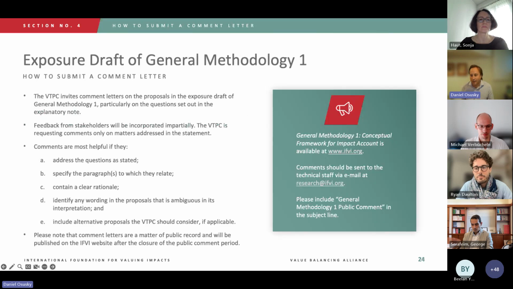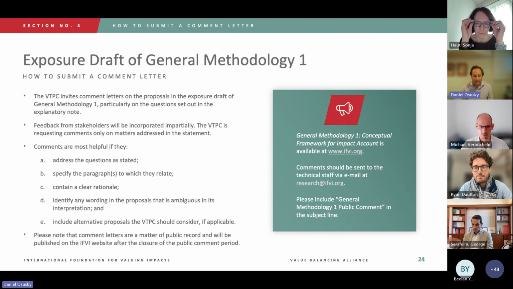I want to highlight the way in which you are able to provide your feedback on the draft that we've developed. We encourage and invite comment letters from any interested stakeholder. Anyone is eligible to provide input, and we will review all of it with the support of our VTPC. As Ryan shared, we've developed a handful of very specific targeted questions to guide some of the feedback that we've received, but we also welcome feedback on all components of the methodology itself.